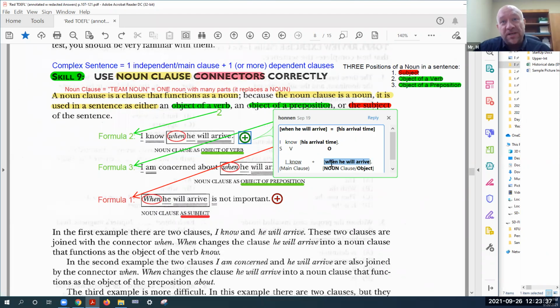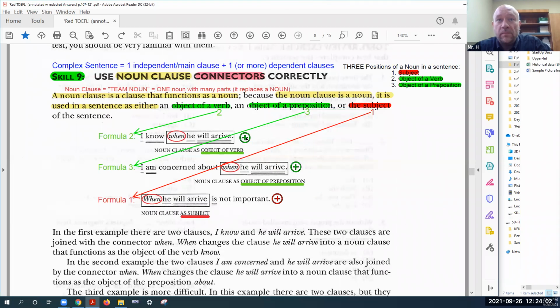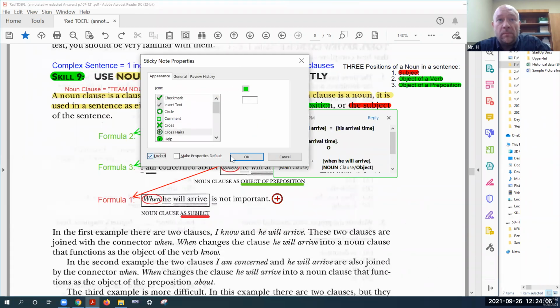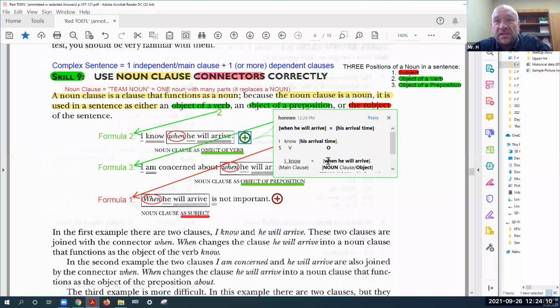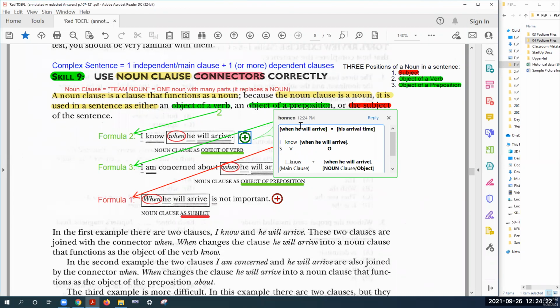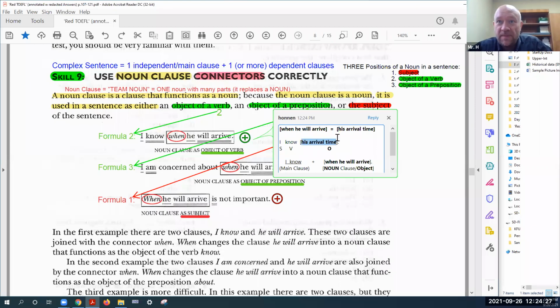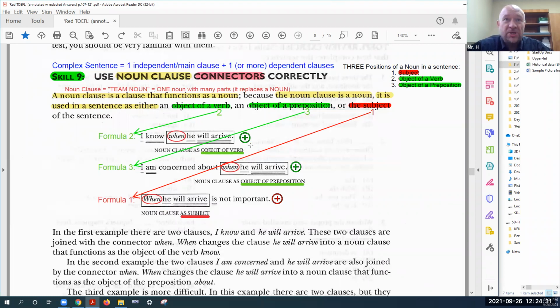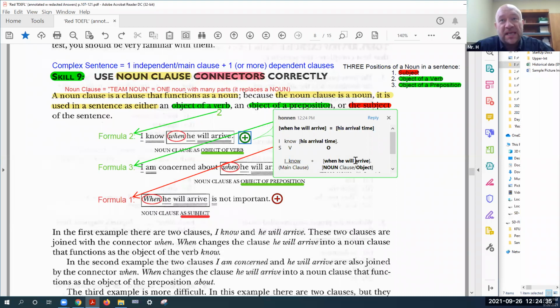Do you see what we have done here? When he will arrive. We add a connector. You see, you put it in here. You see this example down here, when he will arrive? I'm going to put it up here. It equals his arrival time. That's right, his arrival time. It's the same thing. Do you understand? Yes. So his arrival time is the same thing as when he will arrive.